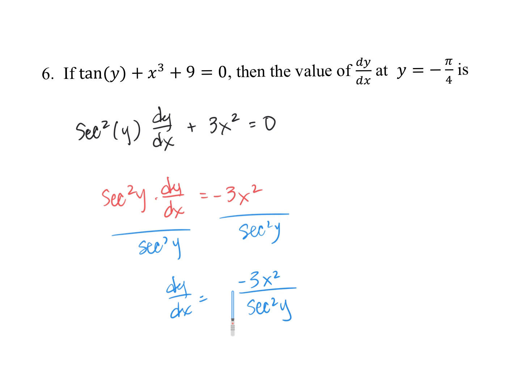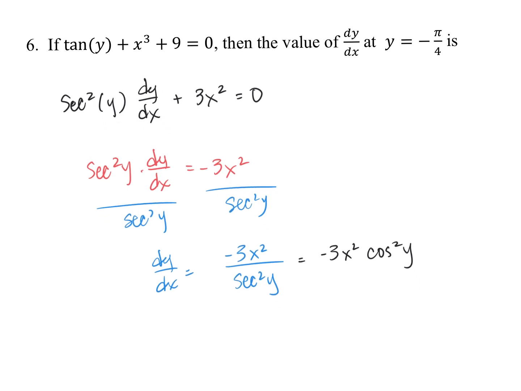Not that we need to. Does anyone know what that would simplify to be? What's 1 over secant? Secant is the reciprocal of cosine, isn't it? So couldn't we technically say this is the same as negative 3x squared times cosine squared? You don't have to, but I'm just reminding you that you could.